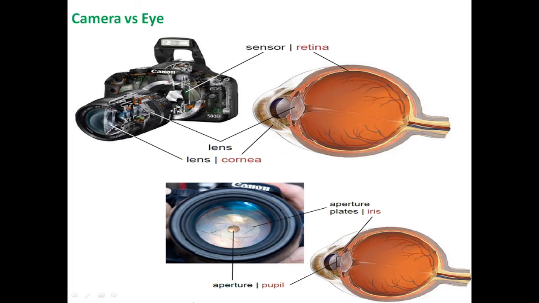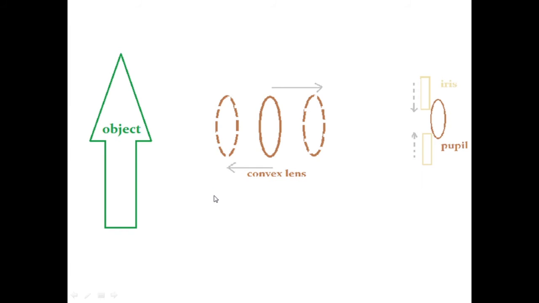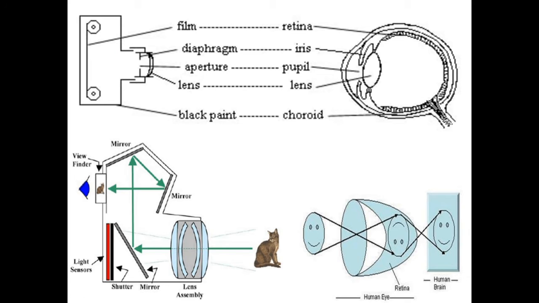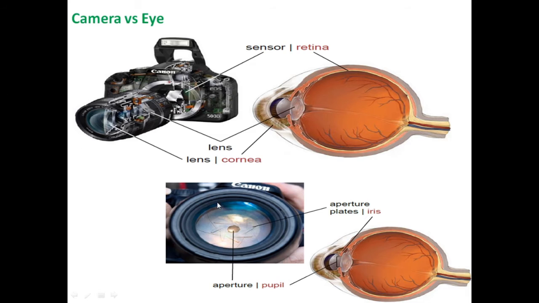On the right side you can see a human eye, and on the left side you can see the computer eye. The human eye has a cornea. This is replicating the camera lens, and in the camera we have the aperture. Aperture plates will be present; this is the aperture, and it is surrounded by some aperture plates.